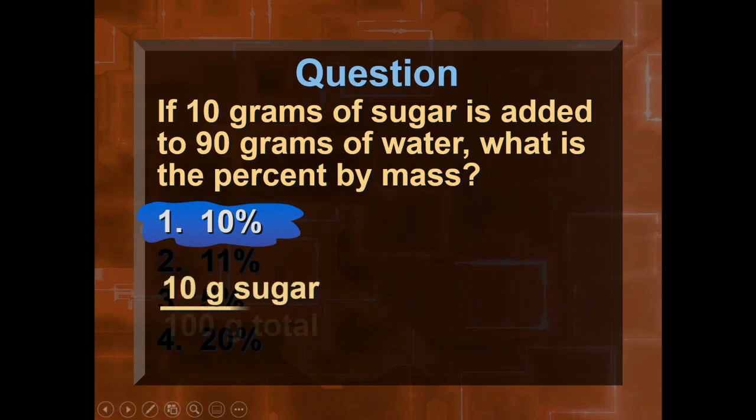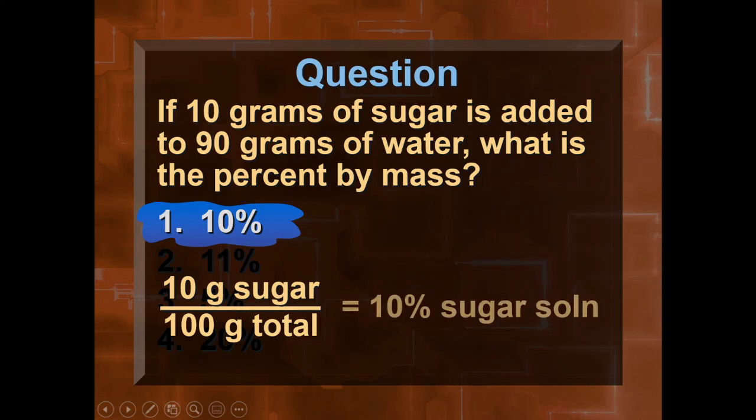10 grams of sugar, 90 grams of water. 10 plus 90 is 100. So you're looking for the total. Times 100 gives you a 10% sugar solution.